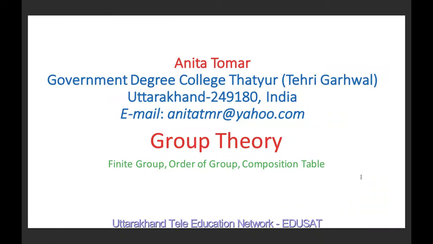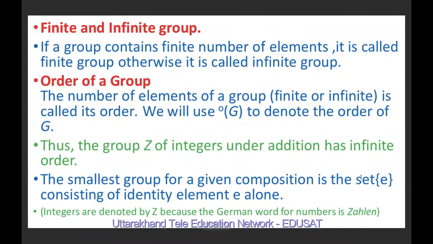Today in group theory we will study finite group, order of a group and composition table. First of all, what are finite groups and infinite groups? If a group contains a finite number of elements, then it is called a finite group. If a group contains an infinite number of elements, then it is called an infinite group.